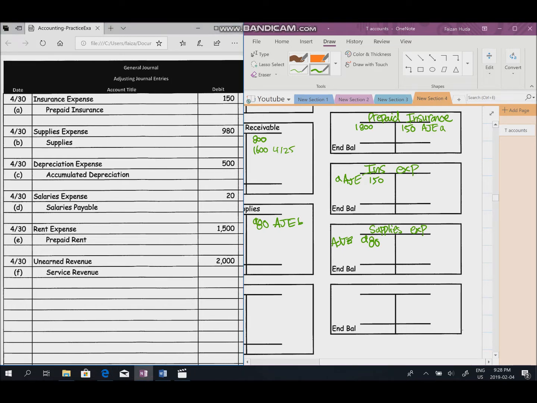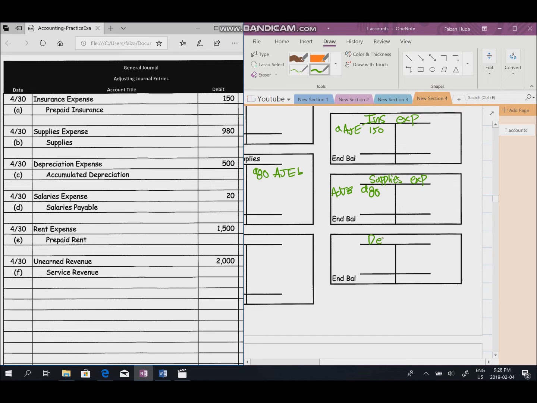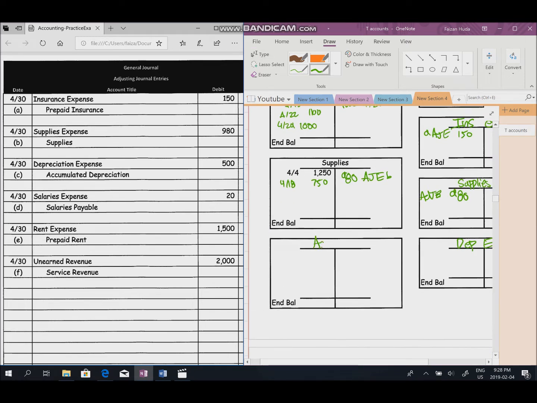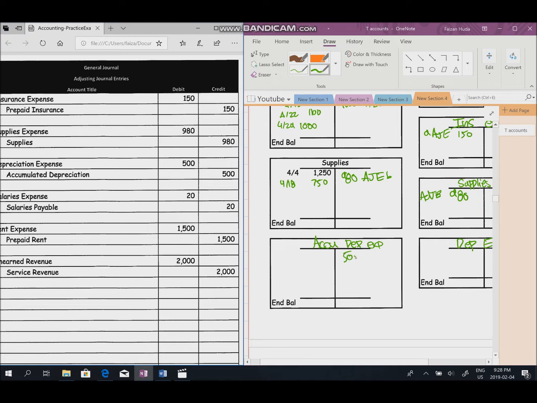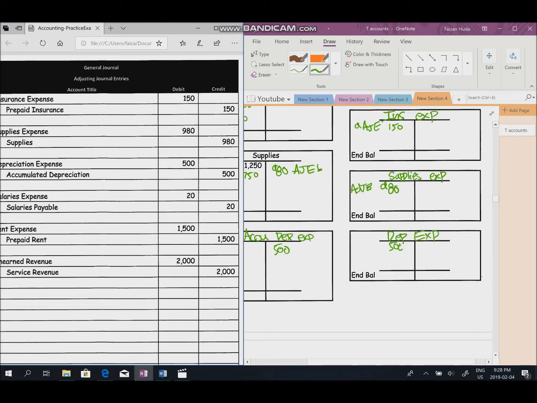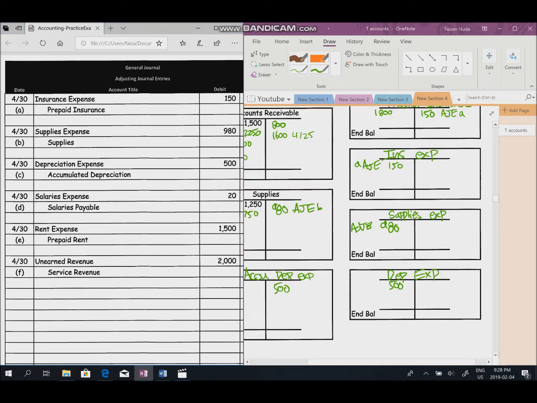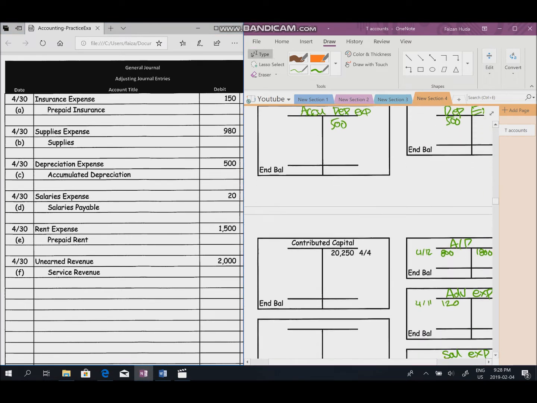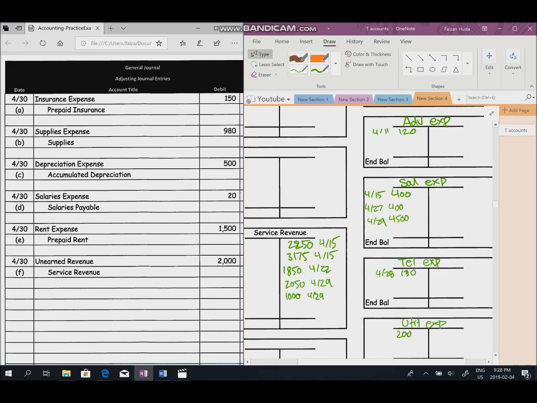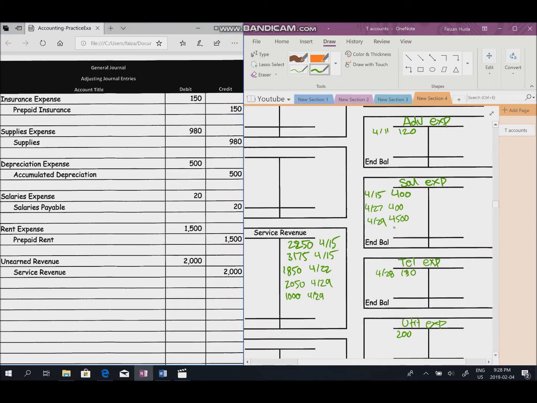Next, depreciation expense. We need to make this account. Again, I'm using short form; please do not use it in the exam. Accumulated depreciation is also not given, so I'm going to make one. 500, 500. These are both adjusting entries, so we don't even need to write them down. Now moving on to my salaries expense account. Salaries expense is being debited again, 20. ADJ for adjusting entries.